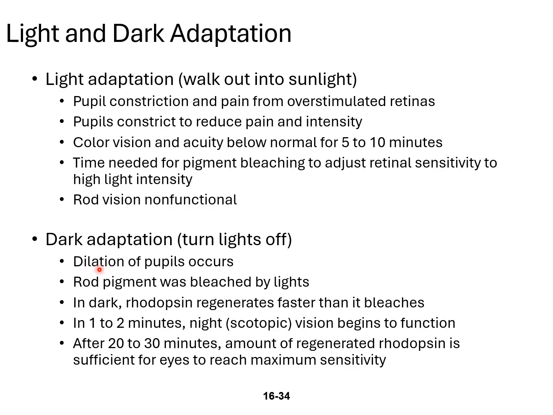Dark adaptation. Dilation of the pupil occurs. Rod pigment was bleached by the lights. In dark, the rhodopsin regenerates faster than it bleaches. In 1 to 2 minutes, scotopic vision begins to function. After 20 to 30 minutes, the amount of regeneration of rhodopsin is sufficient for eyes to reach maximum sensitivity.